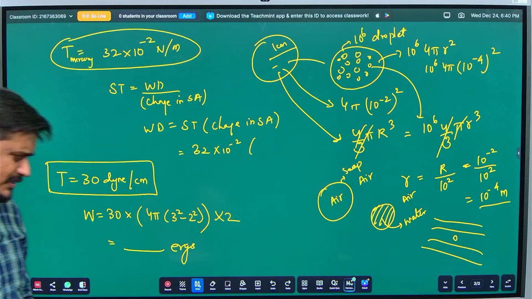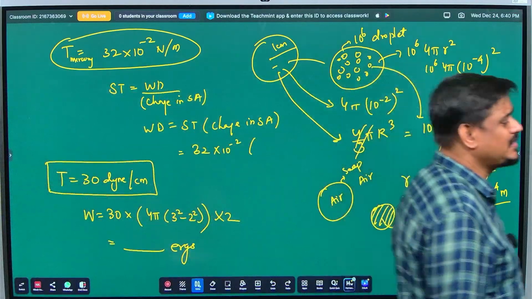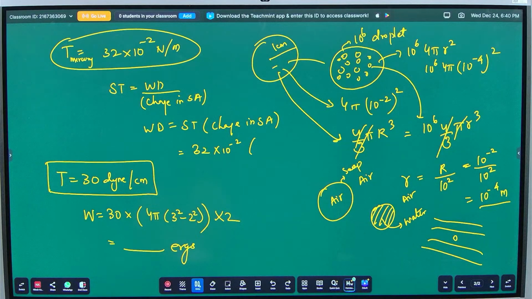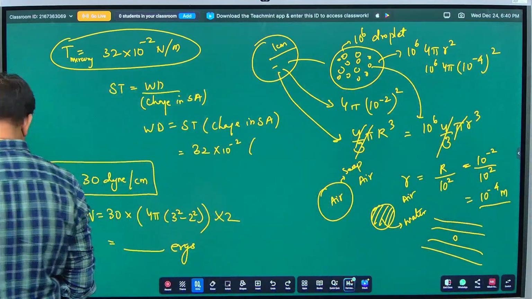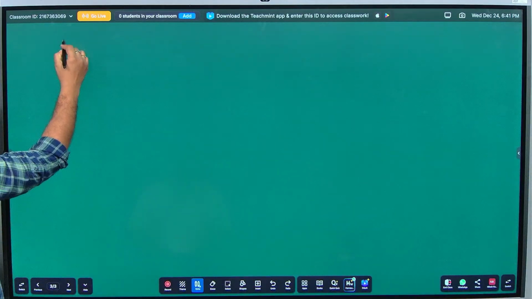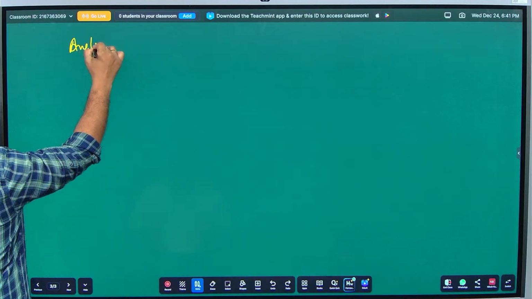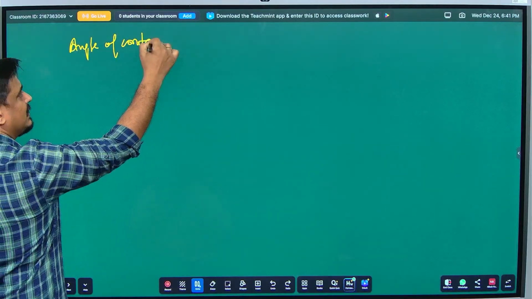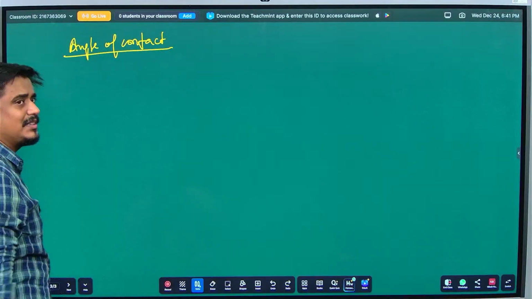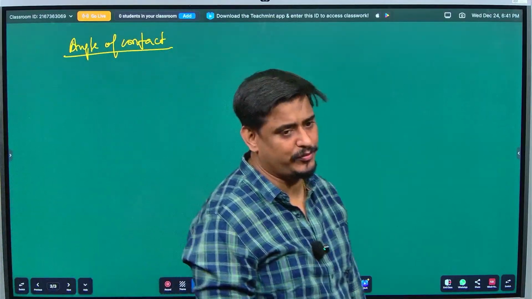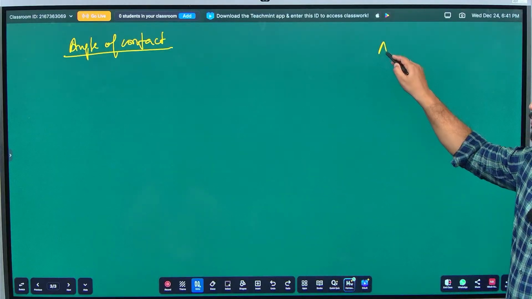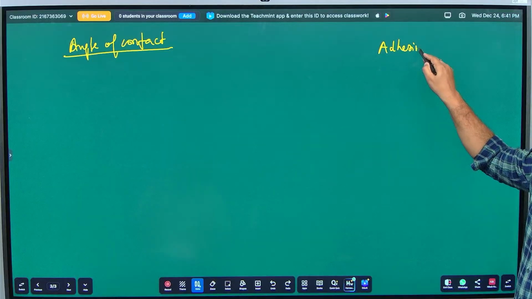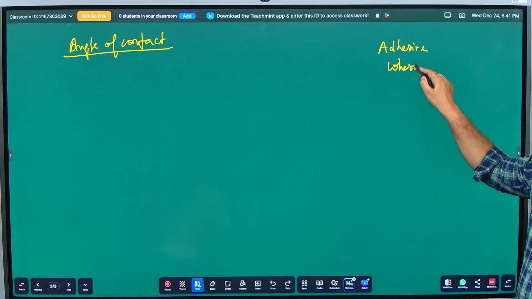If yes, the next concept is about meniscus and angle of contact. Shall I change the page? Next concept is angle of contact and meniscus. I hope you know the meaning of adhesive force and cohesive force. This I have taught, I remember, in both the batches. What is the meaning of adhesive force and cohesive force? What are those?